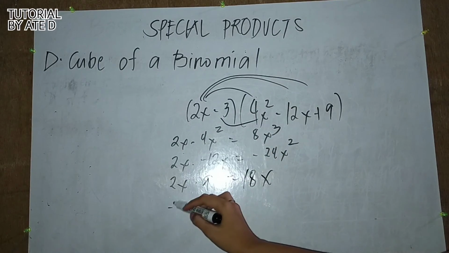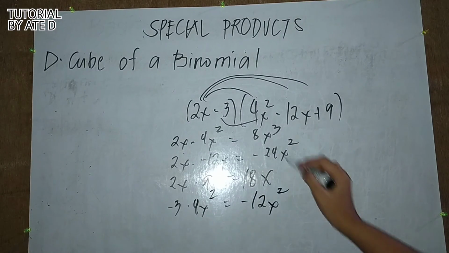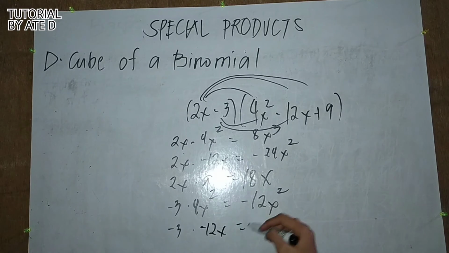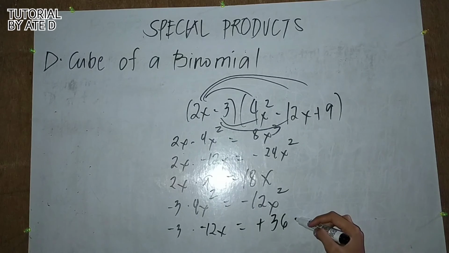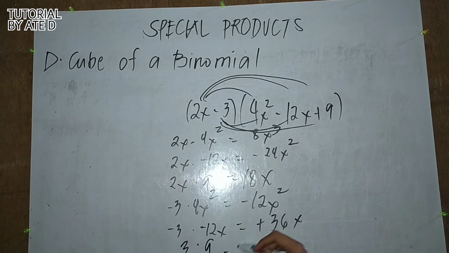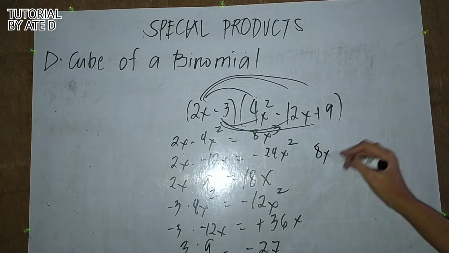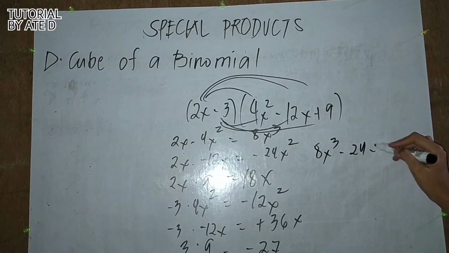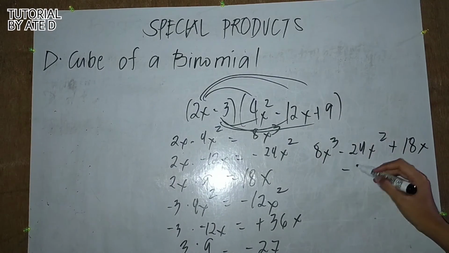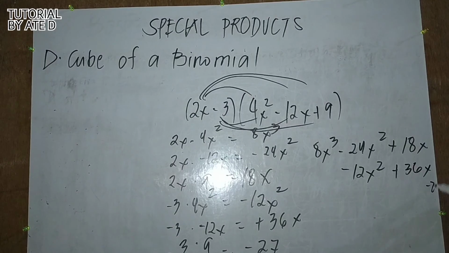Next part, negative 3 times 4x squared will give us negative 12x squared. Next one, negative 3 times negative 12x will give us positive 36x. Lastly, negative 3 times 9 will give us negative 27. Arranging the terms, 8x cubed minus 24x squared plus 18x minus 12x squared plus 36x minus 27.